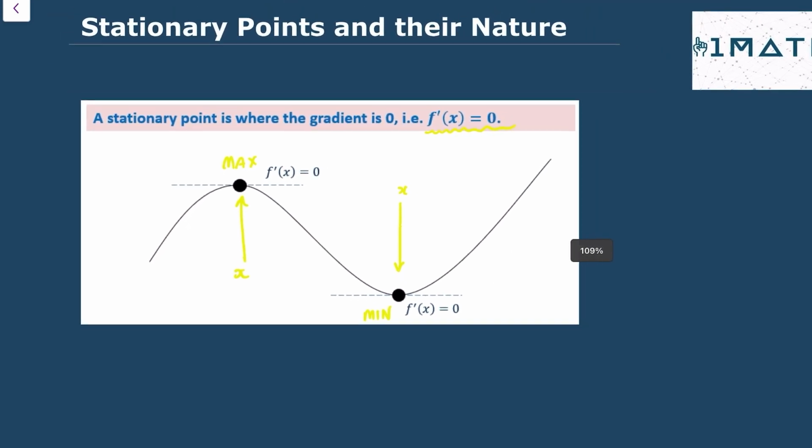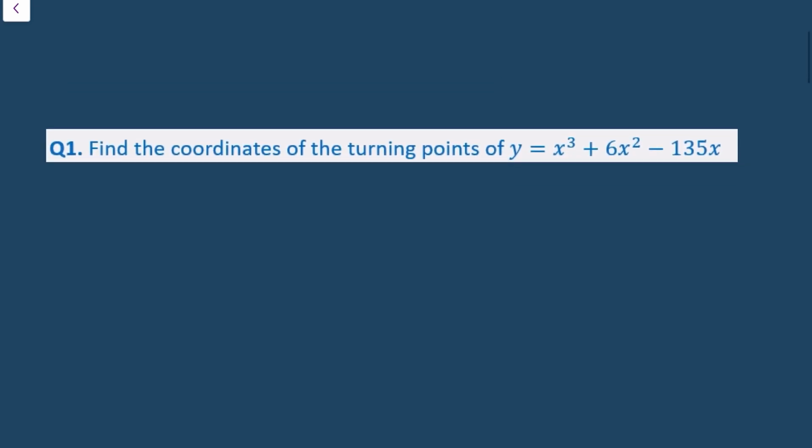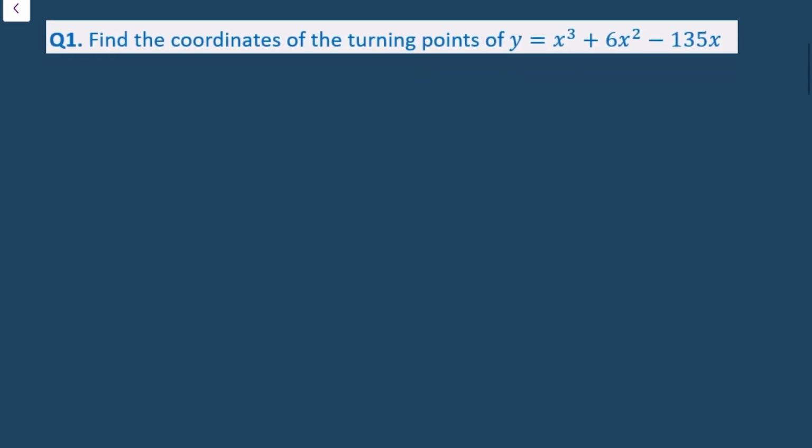And later on in this video, we are going to link this to the prior section on second order derivatives, and that's going to help us to determine the nature of the stationary point, which means is it a maximum, is it a minimum point? Okay, so let's go ahead and look at our first example.